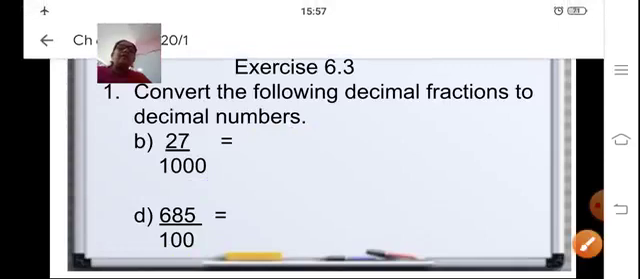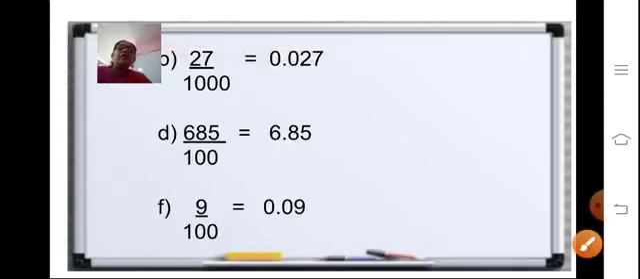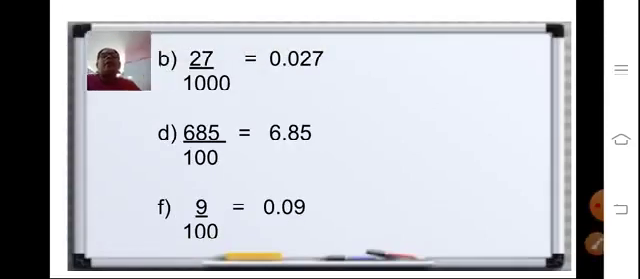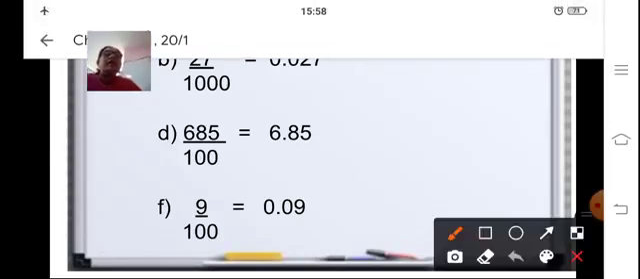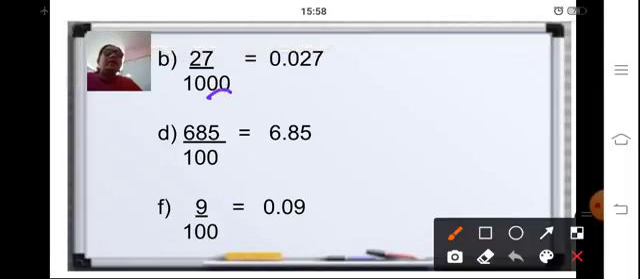Coming to the next sum. Here, these sums you have to copy down. So 27 upon 1000 will become, that is 3 places in the denominator. While putting the decimal point, 7, 2, and the third place you don't have any number, so you will add a 0 and then a decimal point and then again 0.